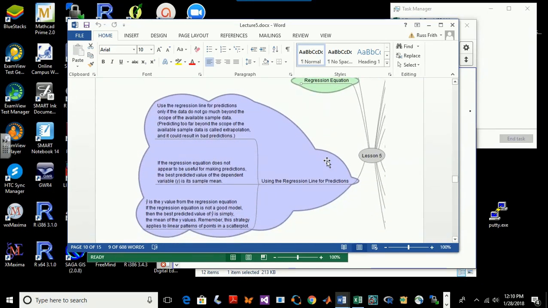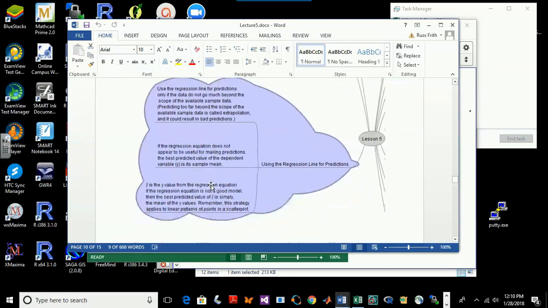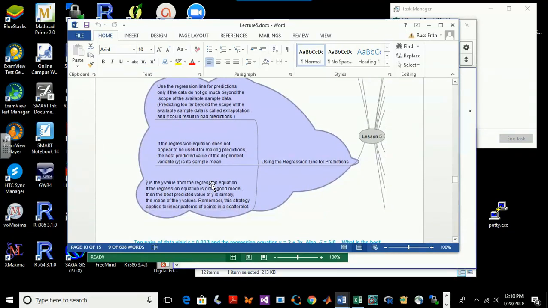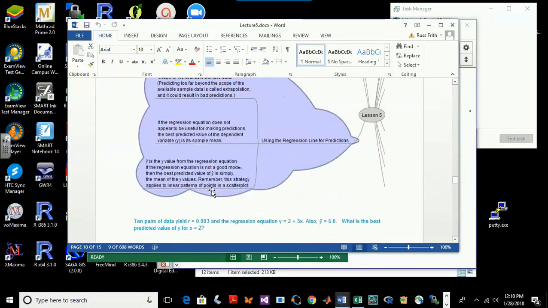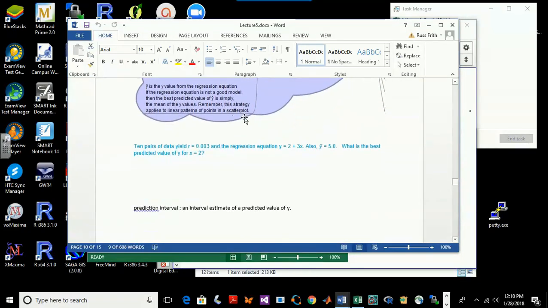Use the regression line for predictions only if the data do not go much beyond the scope of the available sample data. Predicting too far beyond the scope of the available sample data is called extrapolation and could result in bad predictions. If the regression equation does not appear to be useful for making predictions, the best predicted value of the dependent variable y is the sample mean. Y hat is the y value from the regression equation if the regression equation is a good model. Otherwise, the best predicted value of y hat is simply the mean of the y values. So this applies to linear patterns.